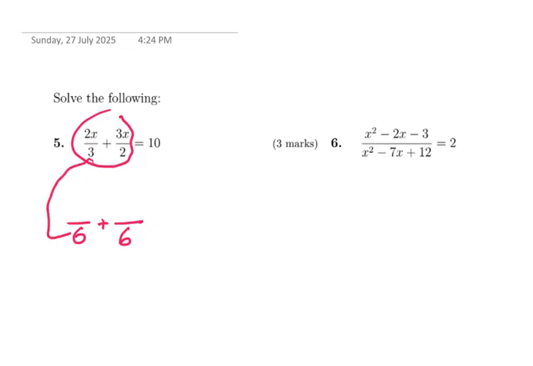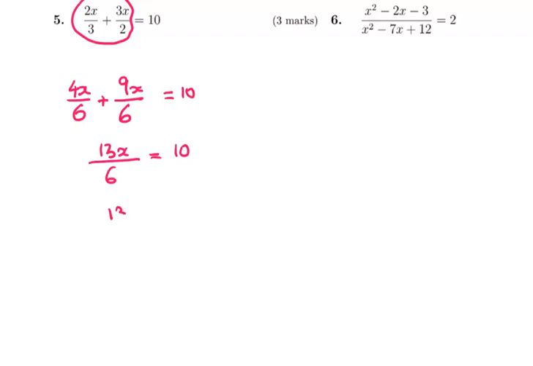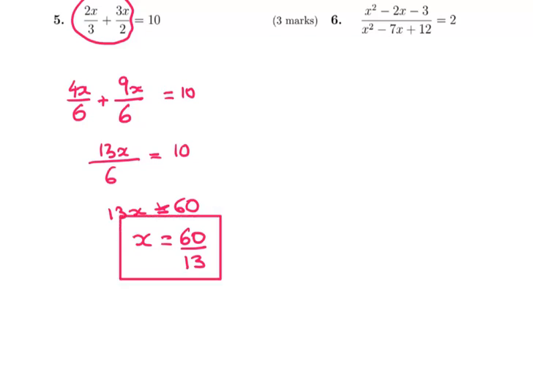3 times what gives me 6? 3 times 2. So the numerator is now 4x. 2 times what gives me 6? 2 times 3. So it's going to be 3 times 3, and 9x equals 10. I'll just get rid of those loopy marks. So there we go. Now, going slowly with that, you can see that in the fraction on the left-hand side, we've got 13x over 6 is equal to 10. We're going to multiply both sides by 6. We get 13x equals 60, giving me x is equal to 60 over 13 for my final answer for that one.